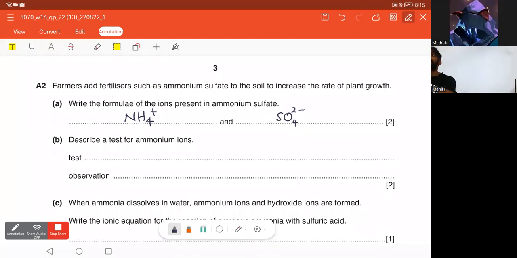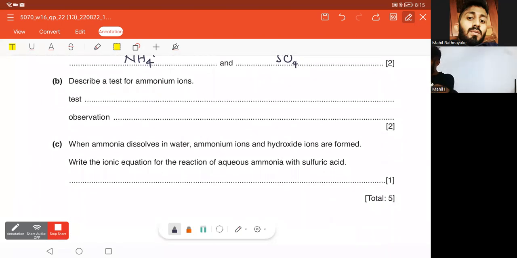Observation: colorless pungent gas is formed. It turns damp red litmus to blue. When ammonia dissolves in water, ammonium ion and hydroxide ion are produced.